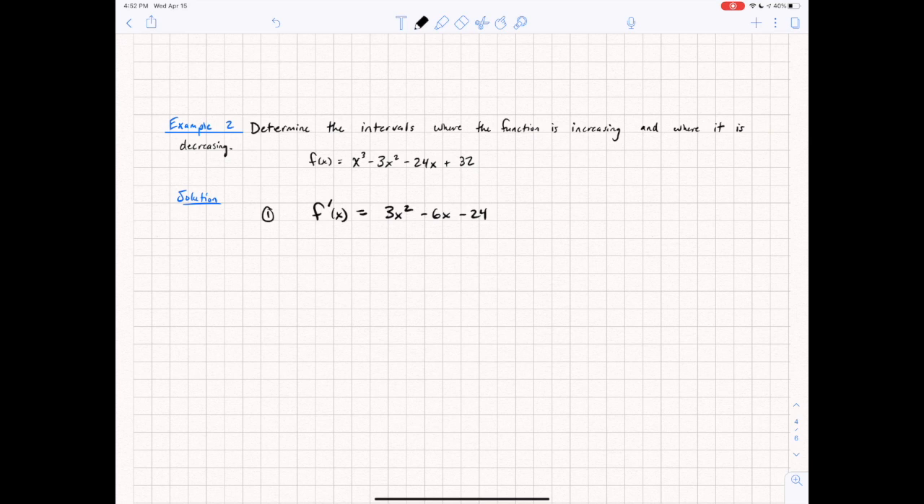All right, now the next step is I need to go through and set this equal to 0. I need to find those breakpoints. And so that means that I need to factor this because I'm trying to solve for a quadratic. All right, the first step I'm going to look for is any kind of GCFs. So I can factor out a 3 to make my life a little bit easier.